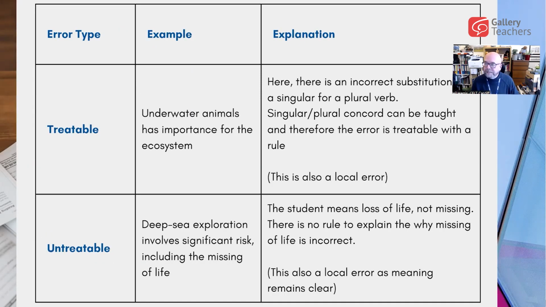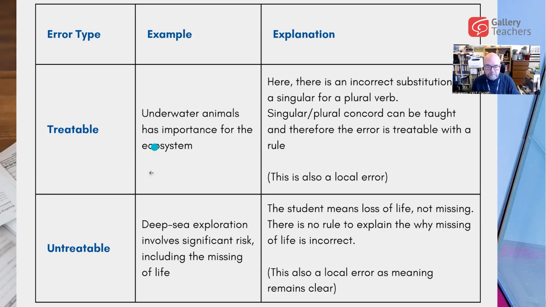Also, we've got the distinction between treatable and untreatable. Treatable is where we're able to give easy explanations, often because of a rule. Underwater animals has importance for the ecosystem. Singular, plural, concord type mistake. Write it up on the board. Ask the students, can you find the mistake? Can you correct it? Hopefully they underline has and they change it to have.